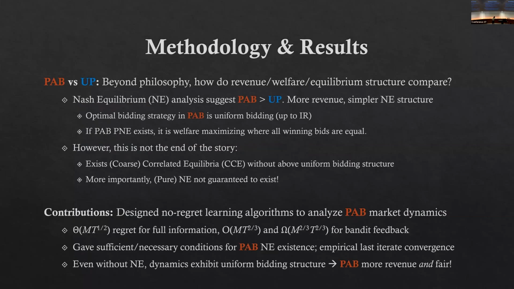And beyond this philosophical difference, we ask the question of how revenue, welfare, and the equilibrium structure compare against one another. And we do a preliminary Nash equilibrium analysis, which suggests that pay-as-bid seems to do better in terms of revenue. But it's not the full story, because first off, Nash equilibrium might not even exist. And second, you might care more about natural learning dynamics. So you might want to analyze things like coarse correlated equilibrium.